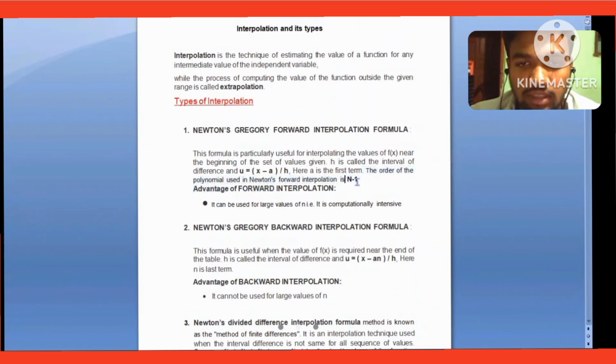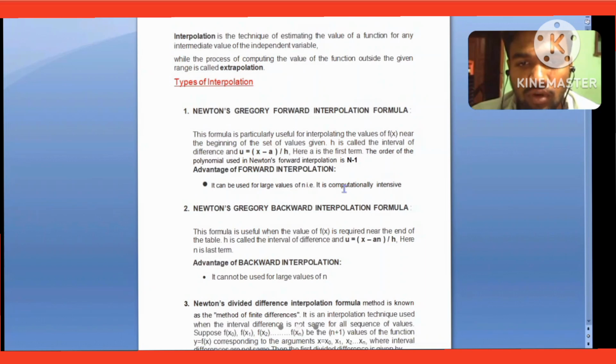It's n minus 1. Advantage of forward interpolation: it is used for large values of n. That is, it is computationally intensive. It means it is used for a large number of values.